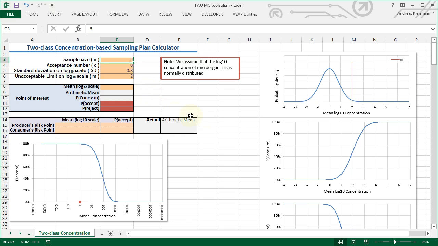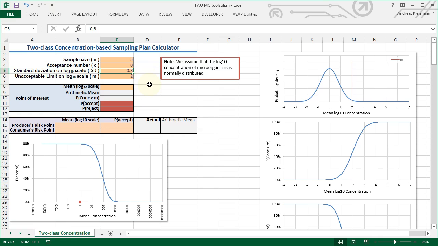And there is an area for providing a consumer's and producer's risk point. And there are also several other graphs that provide some further information. Now let's have a look at developing a sampling plan from a purely statistical basis that meets a consumer's and producer's risk point. The first thing we need is a reasonable estimate of the standard deviation.